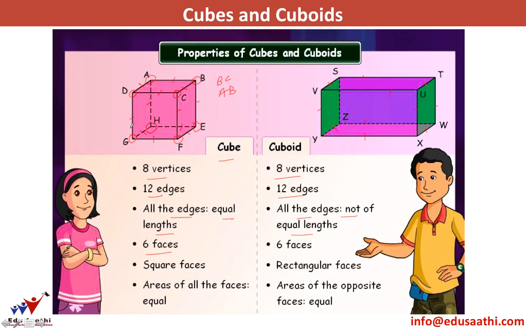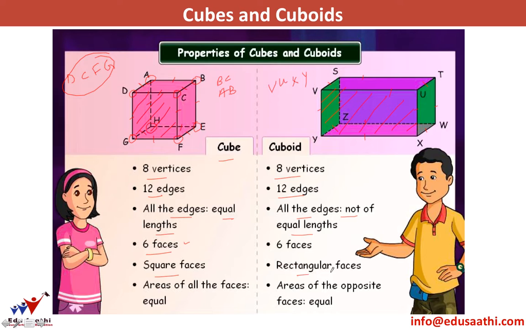What is a face? A face is like this. If you look at D, C, F, and G, this is one face. This is the outer face, like this face. Similarly, here I have a face V, U, X, and Y. This outer face here. This is a face. Both a cube and a cuboid have 6 faces. If you are holding a Rubik's cube, you can count that there are 6 faces.